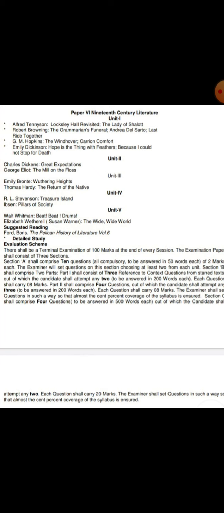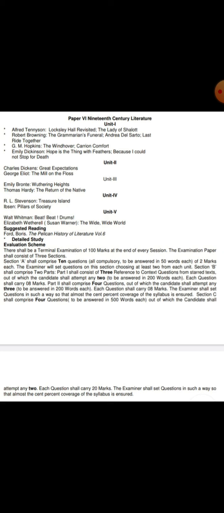paper 6th. Now, as far as the evaluation scheme is concerned, it is not much different from what you had in your previous year, but as you could not face the exams last year, it is something new to you. Let me discuss that with you. So there will be a terminal examination of 100 marks at the end of every session. We are quite familiar with that, I think. If things get normalized, surely we'll be having the terminal exam at the end of the session this year.